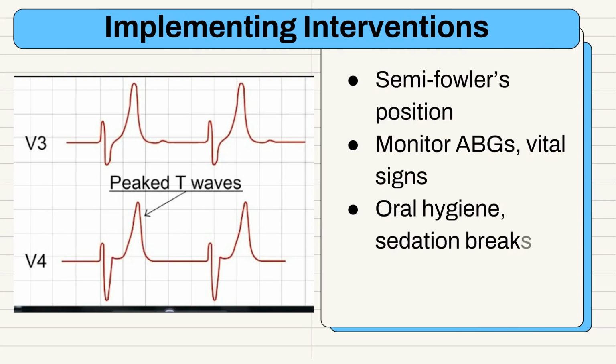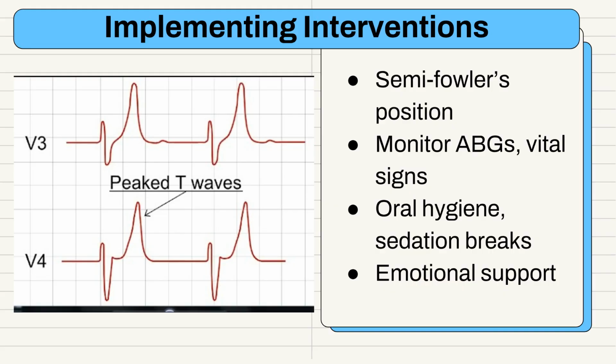Implementation is where we act. Position the patient for maximal lung expansion. Think semi-Fowler's or high Fowler's, with the head of the bed at least 30 degrees. Monitor for hypoxemia and oxygen toxicity, especially in patients on high FiO2. For our patient, you'd check ABGs regularly to assess respiratory or metabolic acidosis. Provide emotional support to ease anxiety, which helps the ventilator work effectively. Implement a mobilization program to prevent complications like muscle weakness.